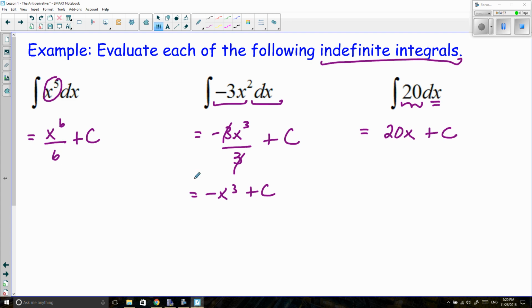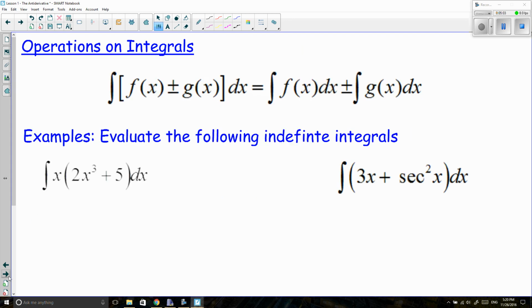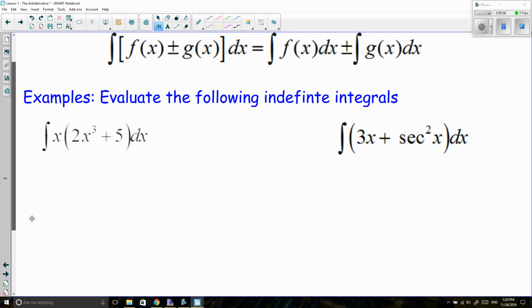Once again, if you want to check your answers, just take the derivative of your integral, and you will get your original function back. So the derivative of 20x gives me 20. The derivative of negative x cubed gives me negative 3x squared, and that gives me my integrand. And then finally, the derivative of 6x to the power of 6 over 6 gives me 6 times x to the power 5 over 6, which just reduces to x to the power 5. So it's really easy to just check, because you just take the derivative of your antiderivative, and then you'll get your original answer back.